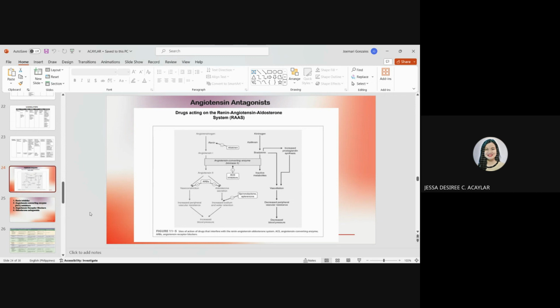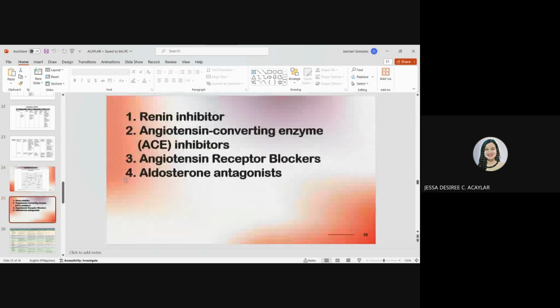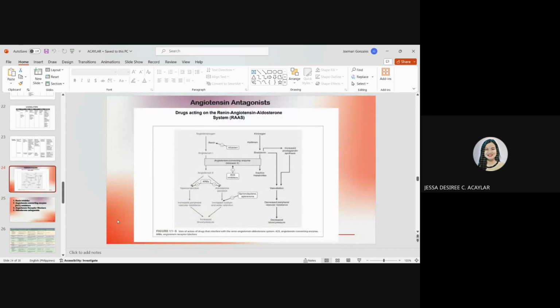Next are the aldosterone antagonists. Ito po, number 4, aldosterone antagonist. They are the spironolactone and the eplerenone. Ito po yung site of action nila. Dito po. Sa aldosterone receptors. They block the aldosterone receptors at the renal collecting tubules. Kapag na-block yan, nag-i-inhibit ng aldosterone.